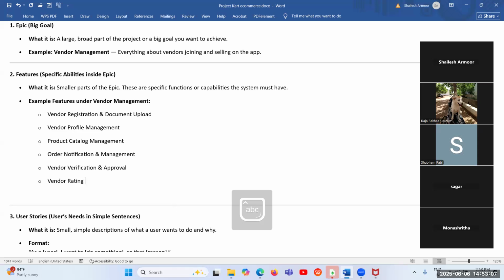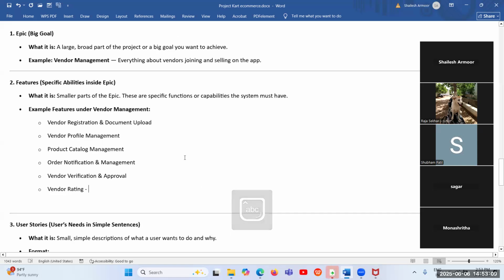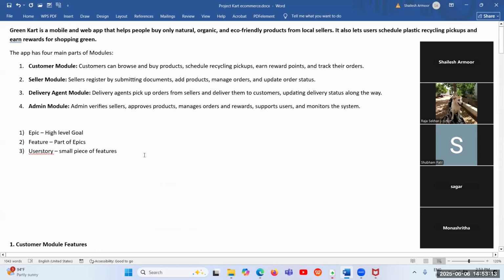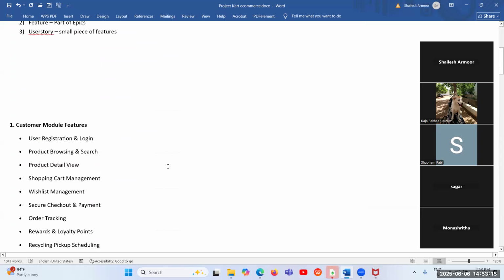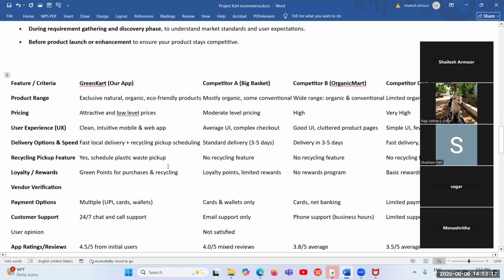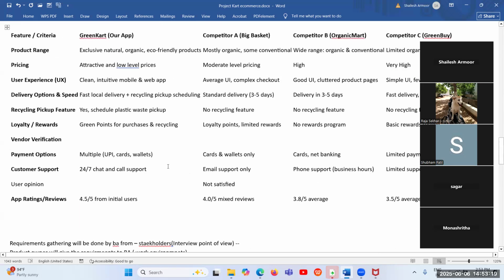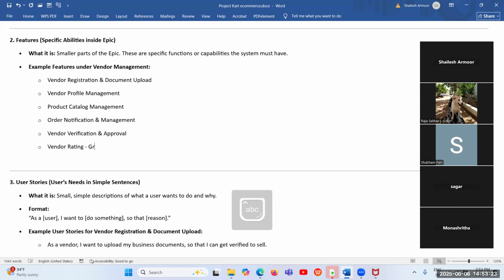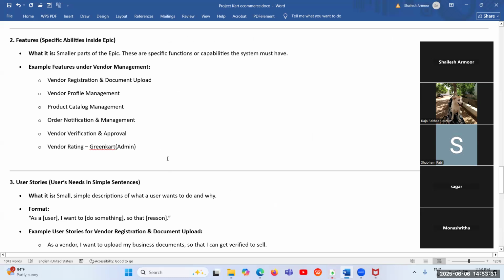Vendor rating, okay, given by whom? In our case, what is the project name? Green card. So admin is a part of green card only. Yes, we can specify that. Vendor rating, green card, admin. Okay. What are your thoughts, Monashrita, on this, or do you have any other idea?